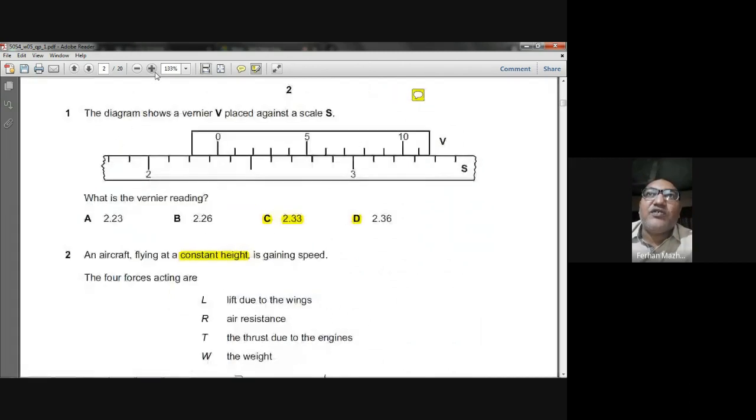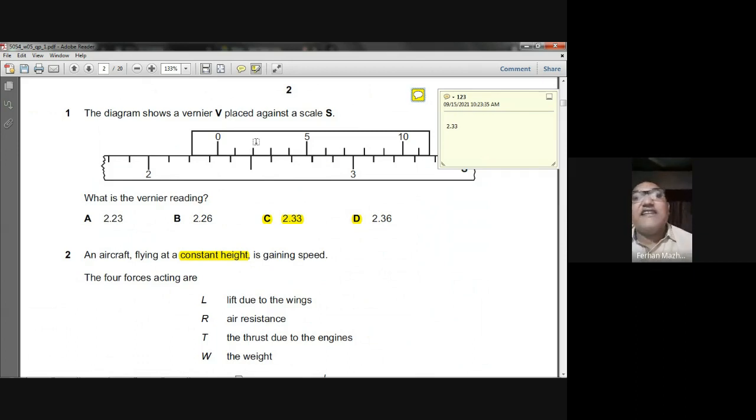We have to find out what's the reading on the Vernier caliper. This is the main scale, and this upper thing is the Vernier scale. I will check how much the zero of the Vernier scale has crossed on the main scale. If you look carefully, the zero of the Vernier scale has crossed 2.3. So in your rough work write 2.3, and then check which line of your Vernier scale is coinciding with the line of the main scale.